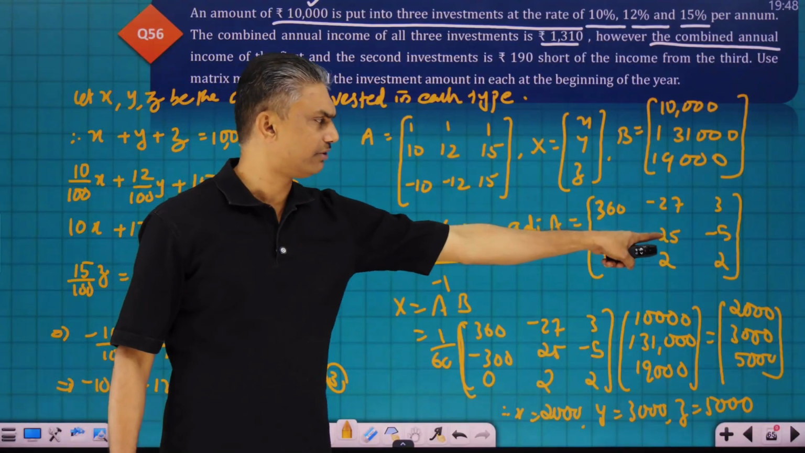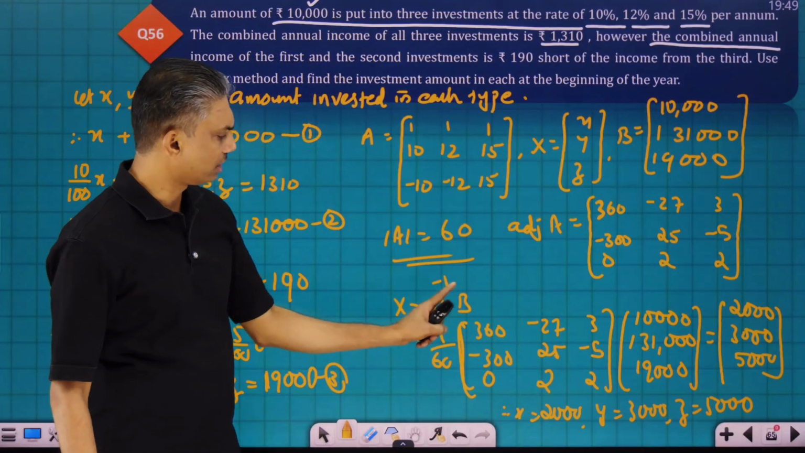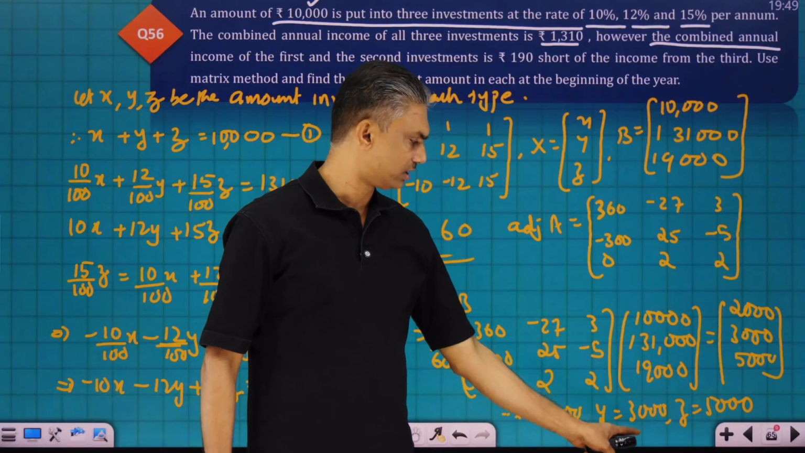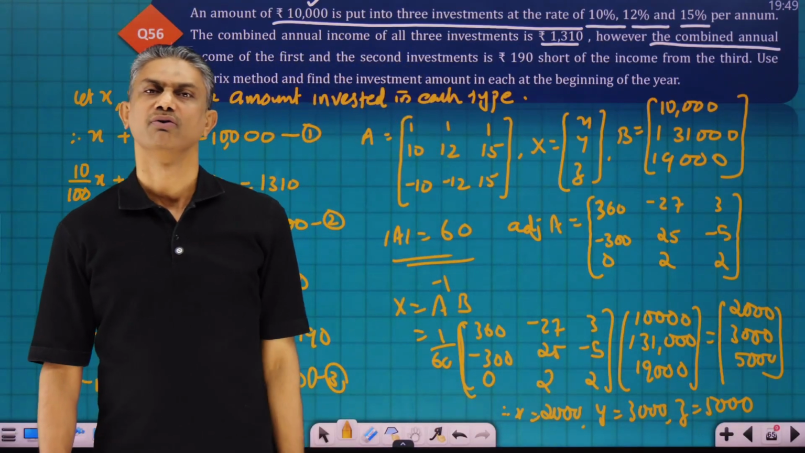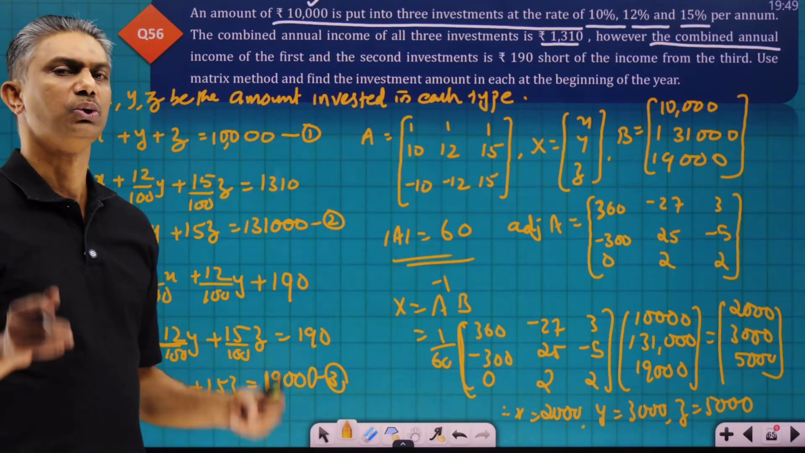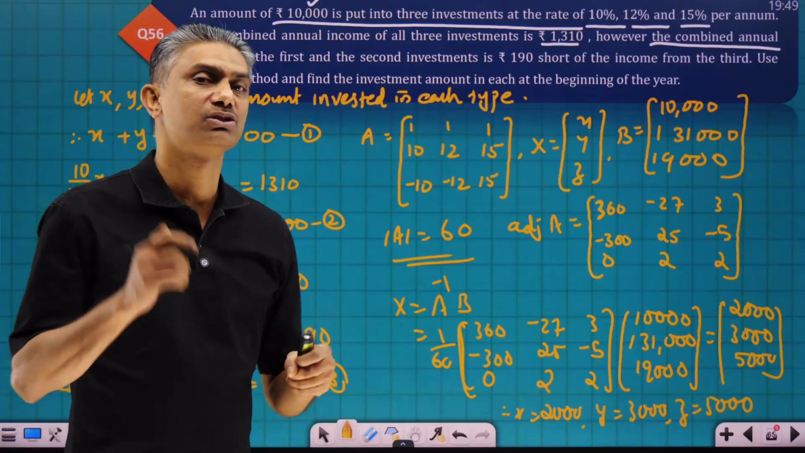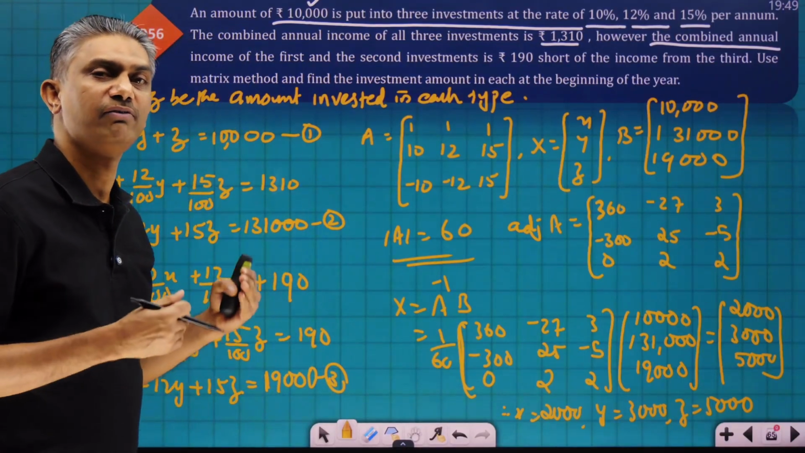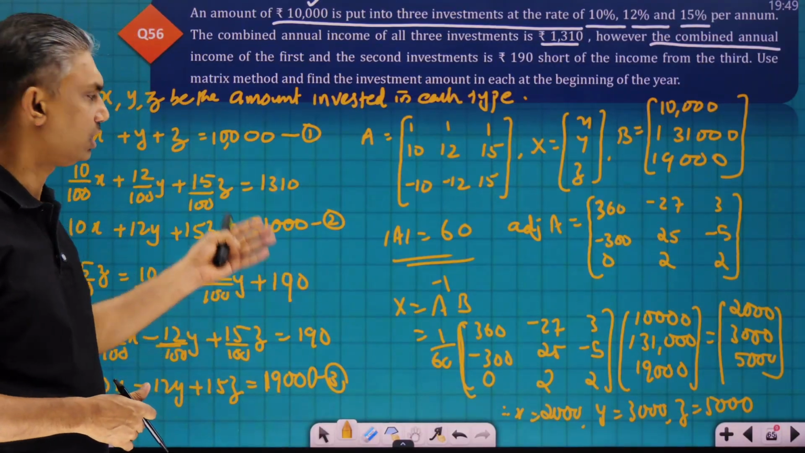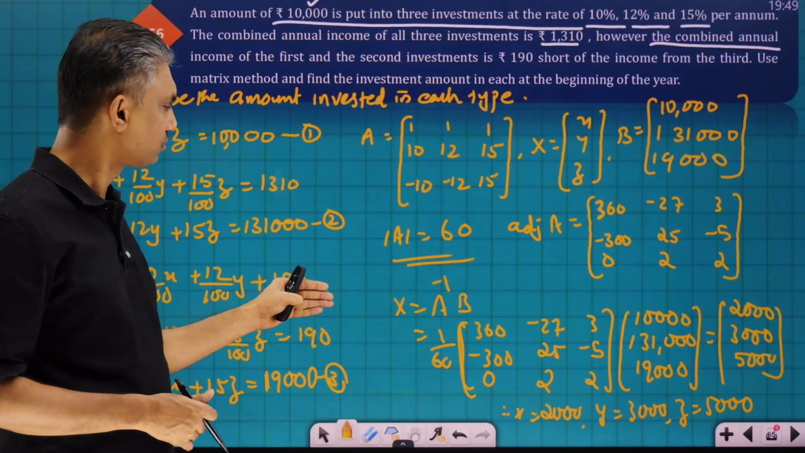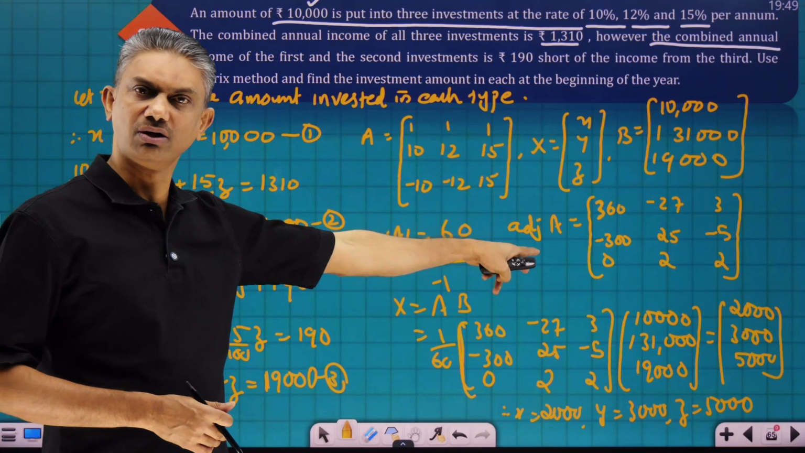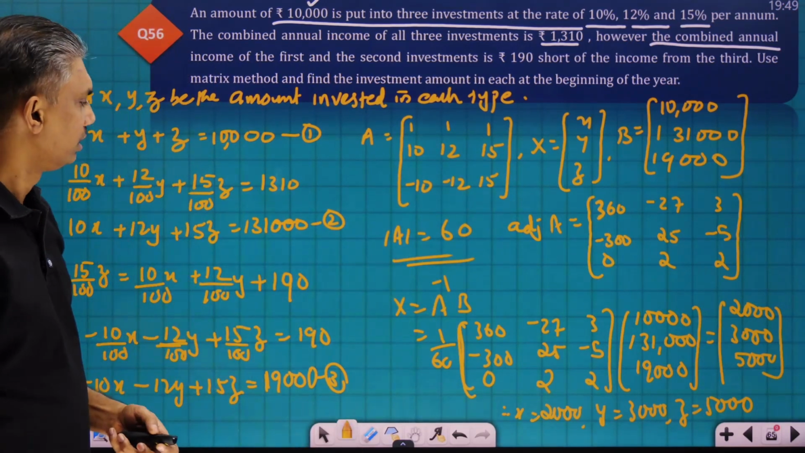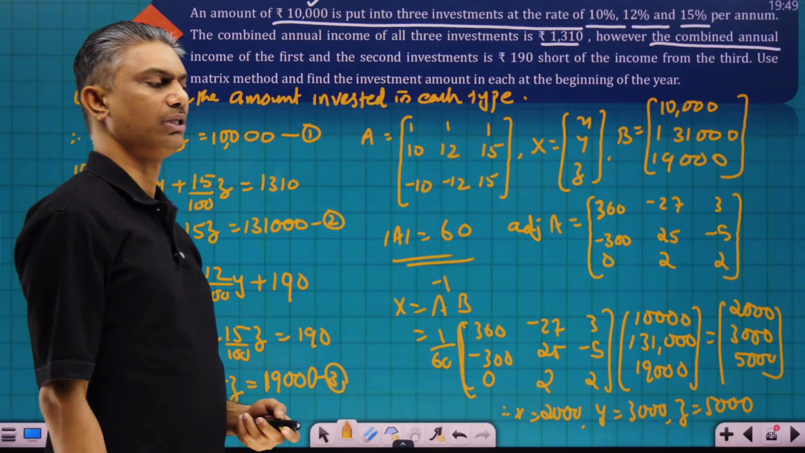Evaluate the determinant and the adjoint. I have written it here. So, X is equal to A inverse B. You can multiply and you will be getting X equal to 2,000, Y equal to 3,000 and Z equal to 5,000. So, you need to practice by yourself by sitting and writing. This is for you to verify whether your answer is right or wrong. Find the determinant and the adjoint, check you are getting all the terms correctly. Multiply, you will be getting 2,000, 3,000 and 5,000.